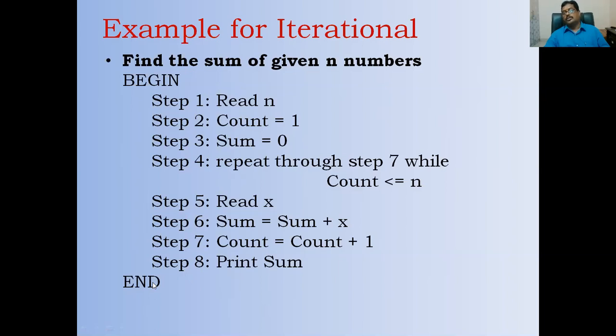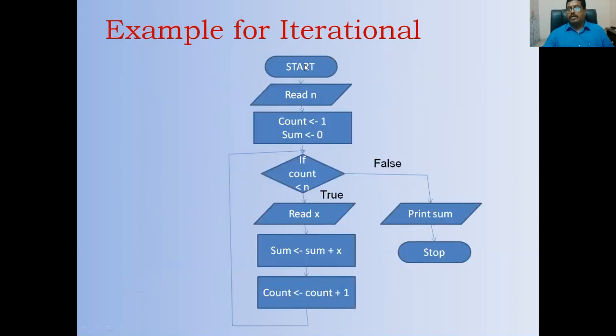The algorithm. For this one, the same thing will be implemented as a flowchart. First one will be the start, and read n value. Counter is initialized to 1, and sum is initialized with 0, and counter value will be less than n. We are going to consider less than or equal to. Sorry, here is some mistake. Less than or equal to.